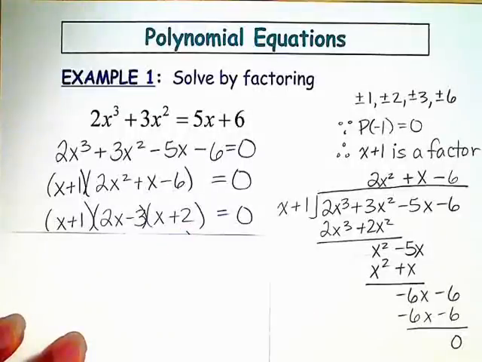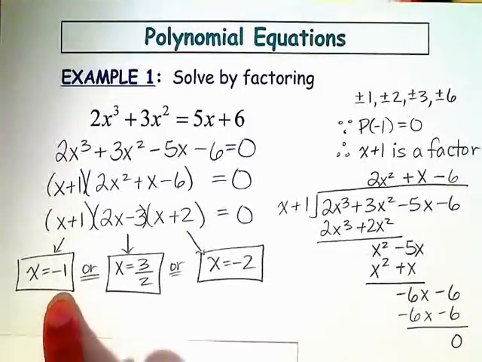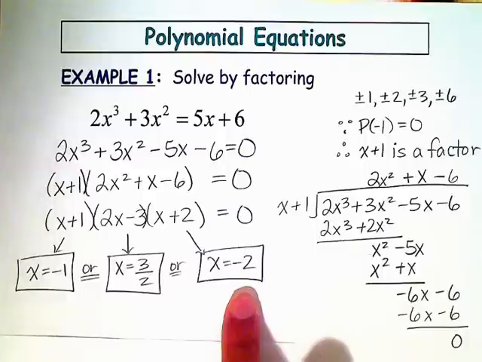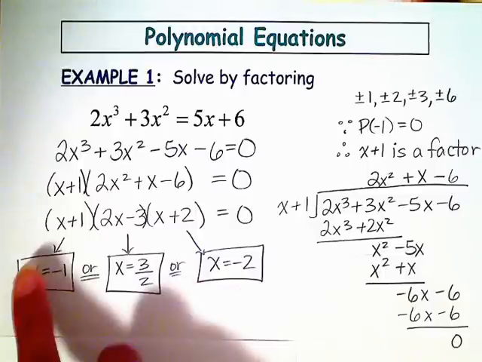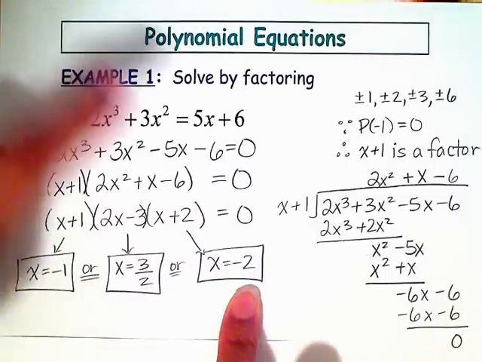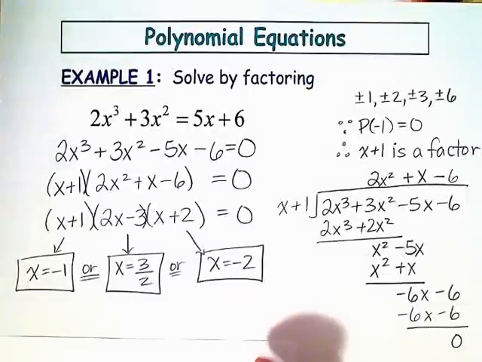If I solve each of those factors equal to 0, I get x equal to negative a half, x equal to 3 over 2, and x equal to negative 2 as my three x-intercepts. What this means is if I take any of these values and plug it into the left side and the right side, then my left side should be equal to the right side for all three of those x-intercepts or roots.